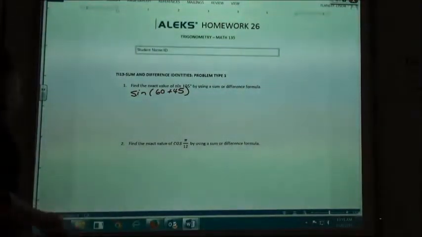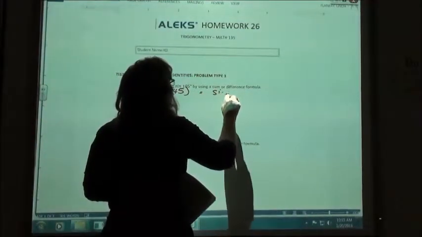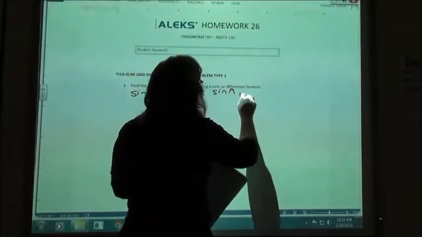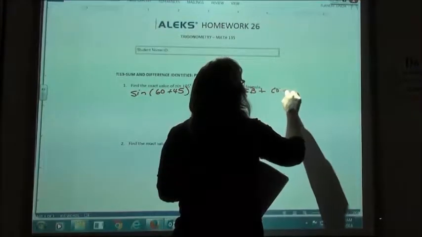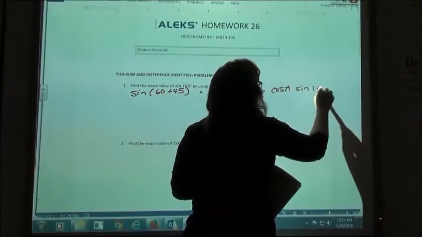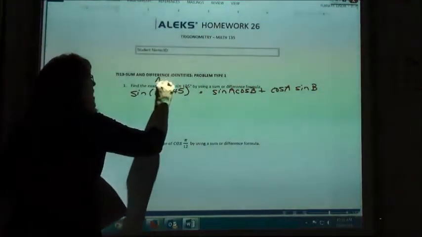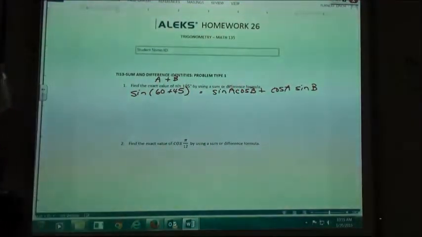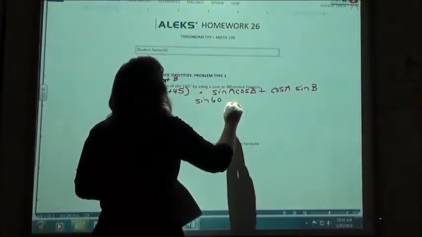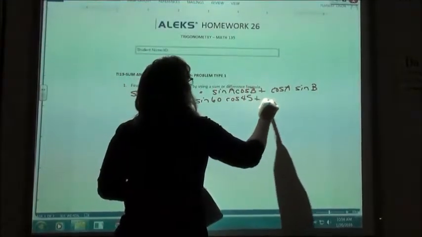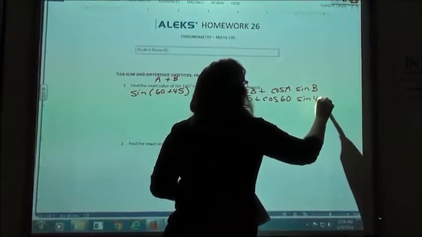So using the sine of A plus B, I'm going to have the sine of A cosine of B plus cosine of A sine of B. So sine of A plus B, there's my formula. So I'm going to do the sine of 60 cosine of 45 plus cosine of 60 sine of 45.